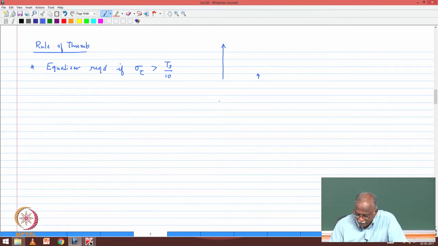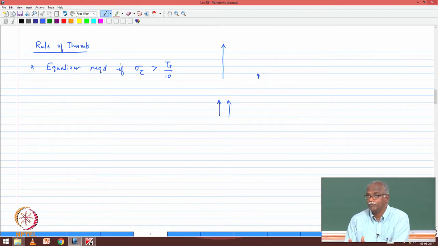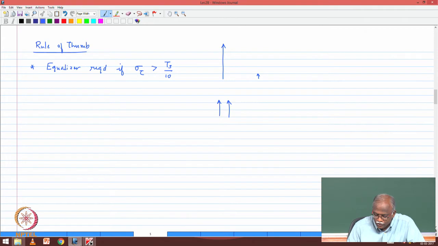On the other hand, even if the channels are close by, if you have strong multipath components, then you may have a sigma tau which will require you to have an equalizer. So again, a good check for us to see if the equalizer is required would be the RMS delay spread. The second rule of thumb basically talks about the coherence bandwidth.